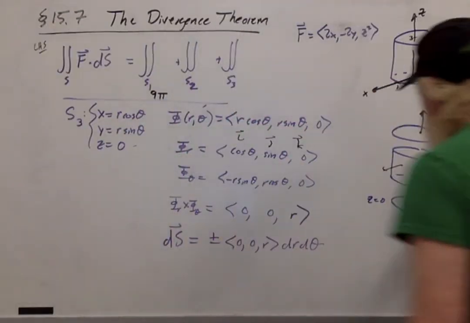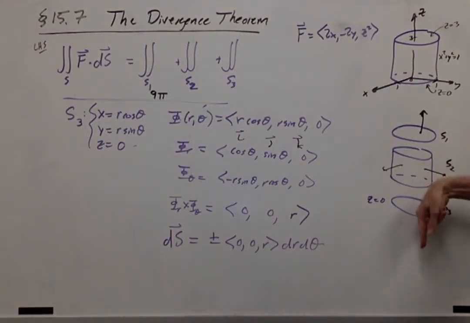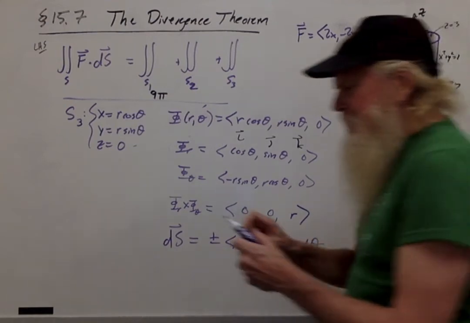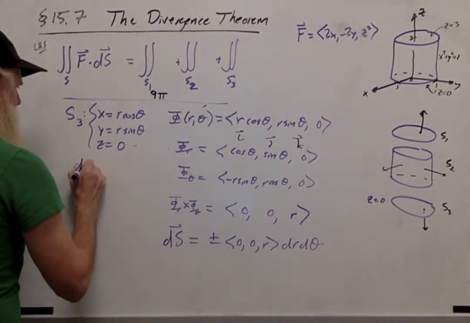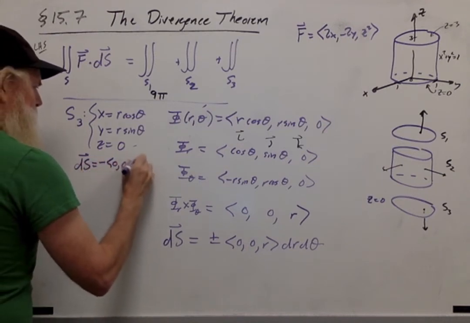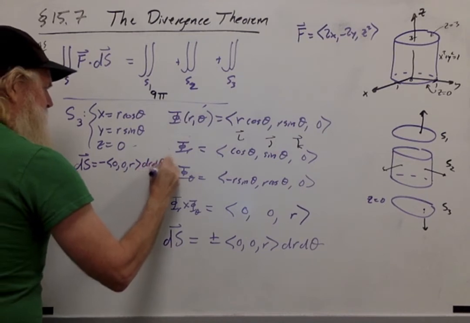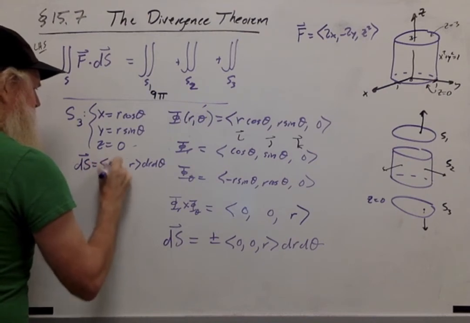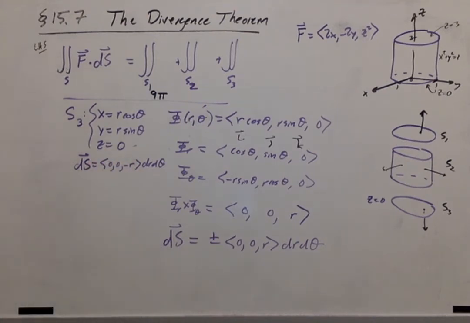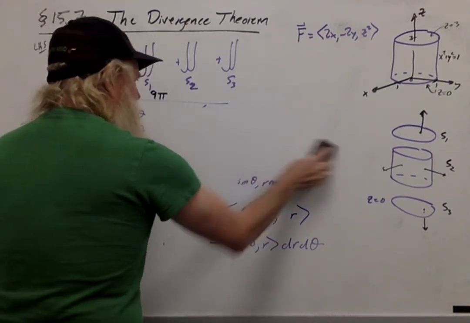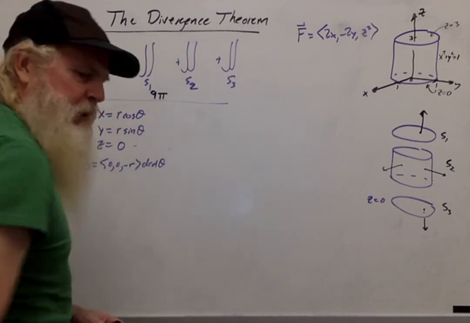This time though, notice that I want my vector to point straight down. So I want it to have a negative z component, which means that I need to choose the minus sign for dS. So let me record over here. The dS I use this time is negative 0, 0, r dr d theta. Or if I want to, I can multiply that negative sign inside and make this 0, 0, negative r dr d theta. And now we're ready to set up and evaluate the integral over S3.